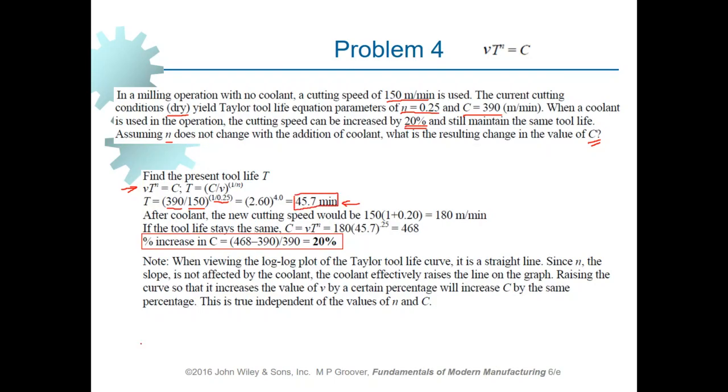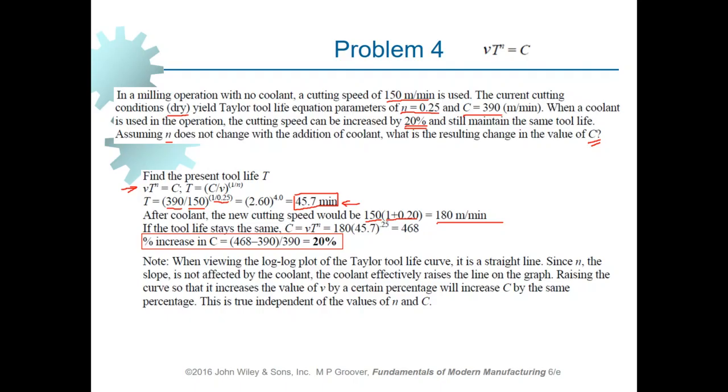Now we add the coolant, and it was mentioned that as we add the coolant, we can increase cutting speed by 20%. This value of cutting speed, which was 150, will be increased by 20%. The new cutting speed when coolant is used increases to 180 meters per minute from 150, which was used in the dry condition. We achieve the same tool life, so tool life doesn't change. Now we are asked to compute the new value of C.